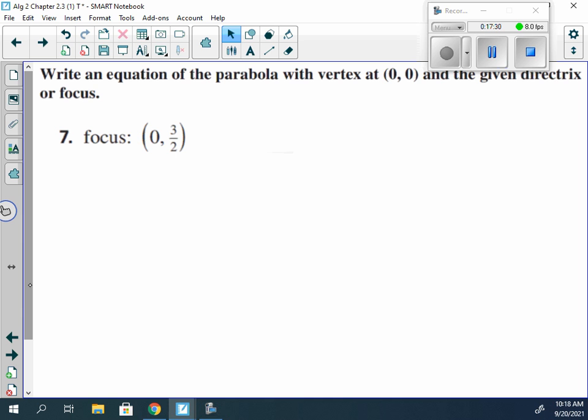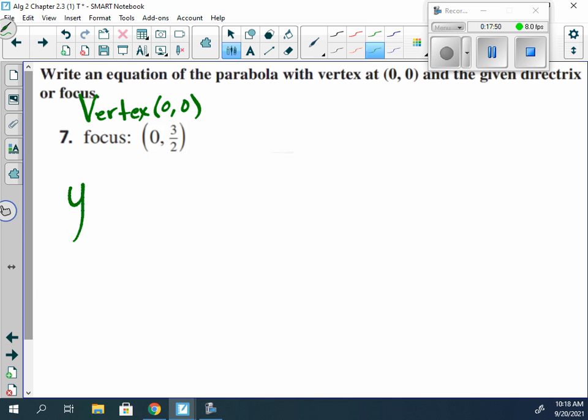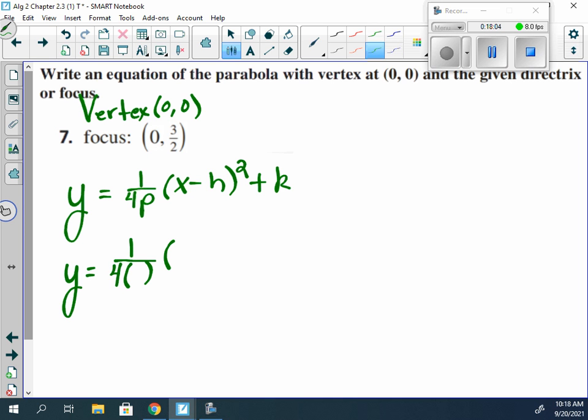Focus is 0 comma 3/2. And they tell us the vertex is the point 0 comma 0. Yes, because the y value is changing from the vertex to the focus. So we're looking at y equals 1 over 4p parentheses x minus h squared plus k. We don't know what the value of p is yet. But we know the value of h is 0 and the value of k is 0.